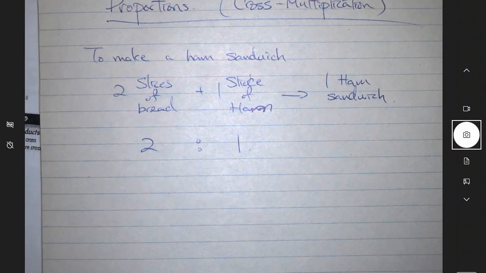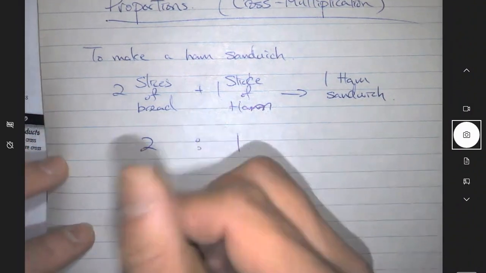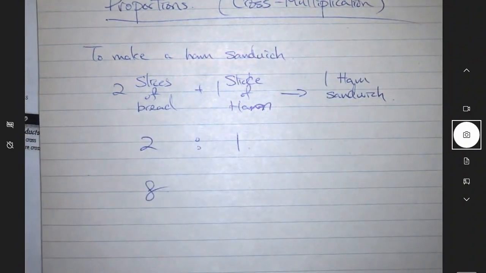Now, let's just say when I look into my bread cupboard this morning, I only find 8 slices of bread. Okay. So in this case, how many slices of ham would I need to make sandwiches and use all of that up? Four. How did you get that?